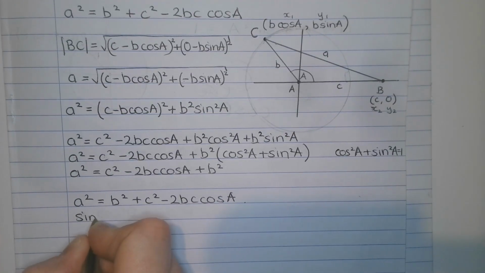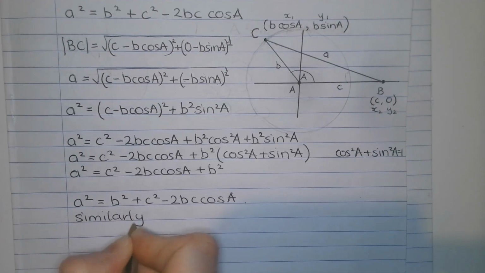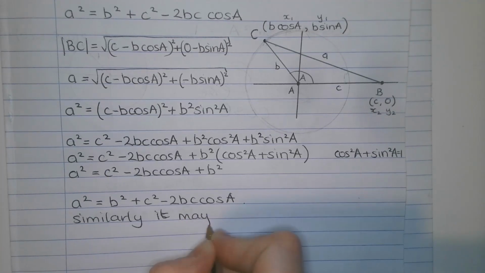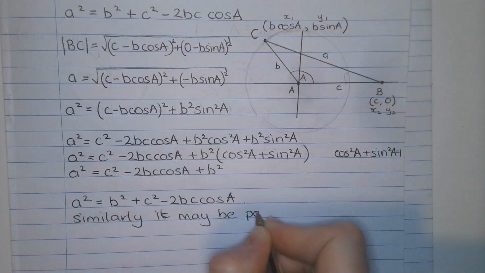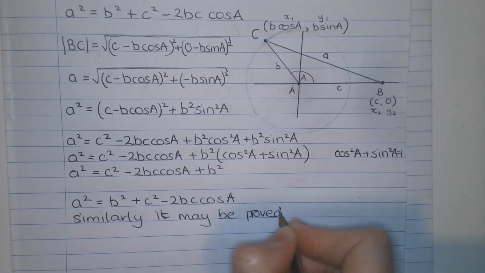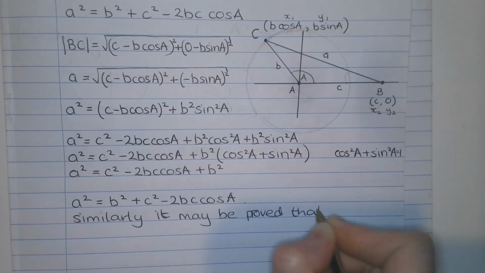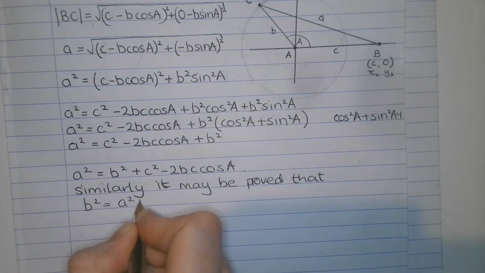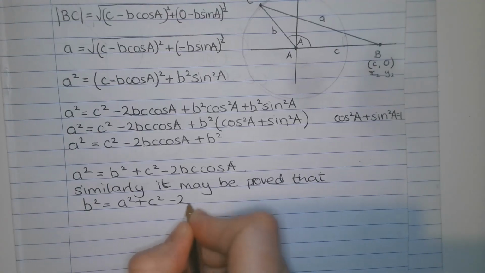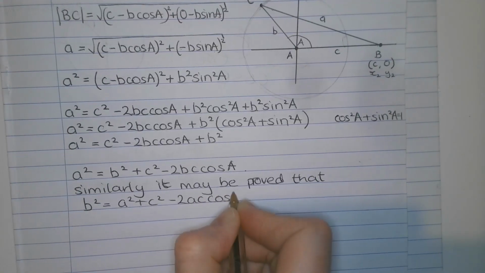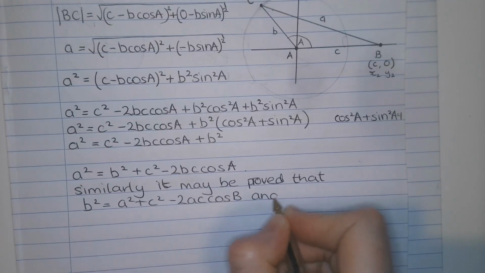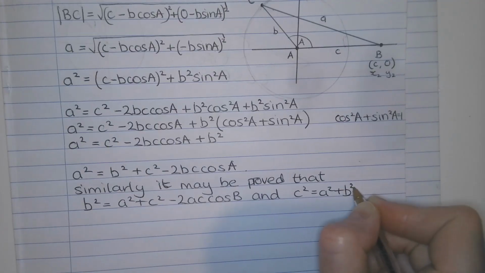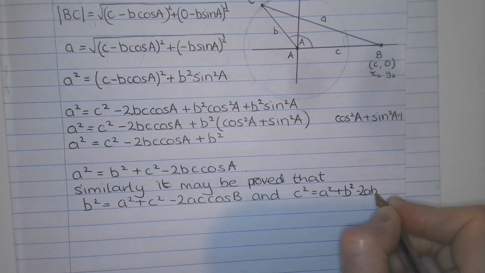Similarly, it also may be proven that b squared is equal to a squared plus c squared minus 2ac cos B, and also c squared is equal to a squared plus b squared minus 2ab cos C.